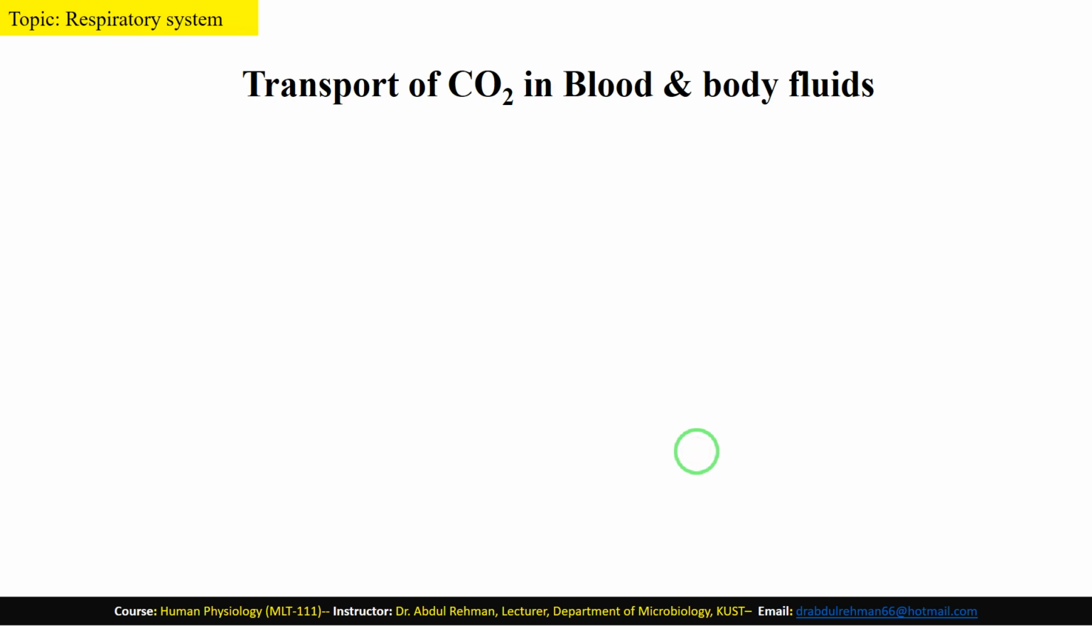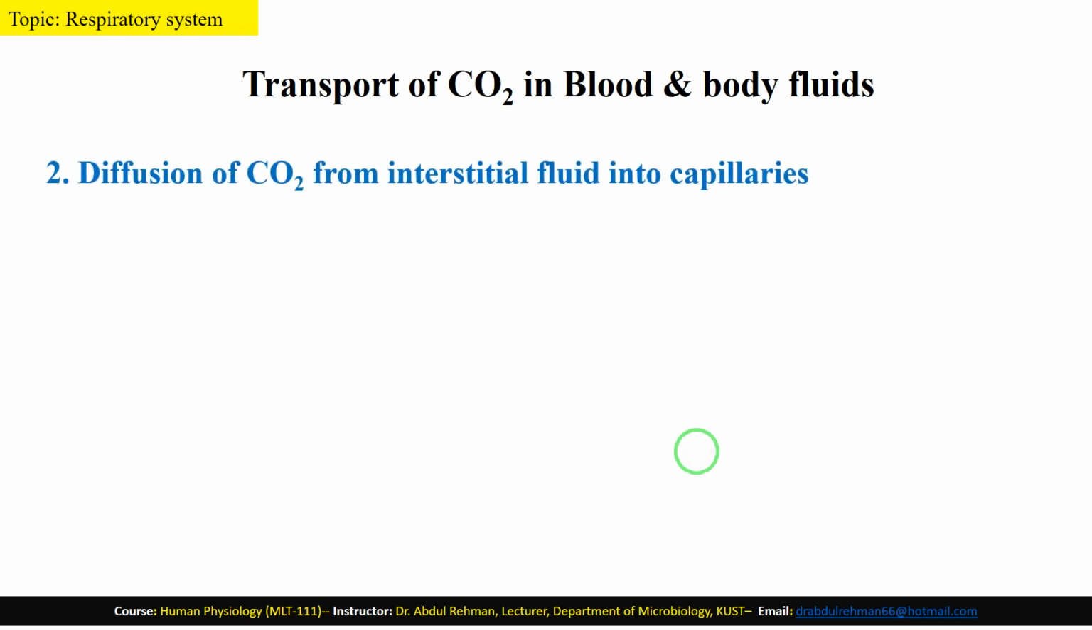The next step is diffusion of carbon dioxide from interstitial fluid into the blood capillaries.